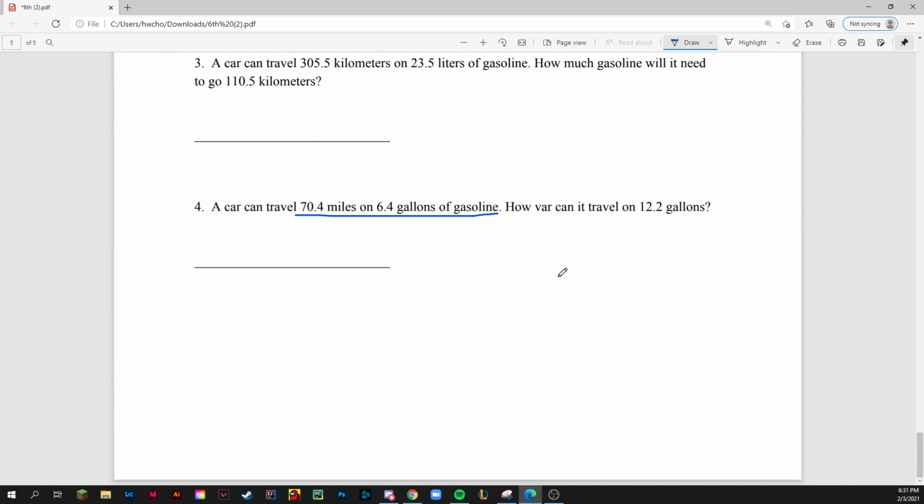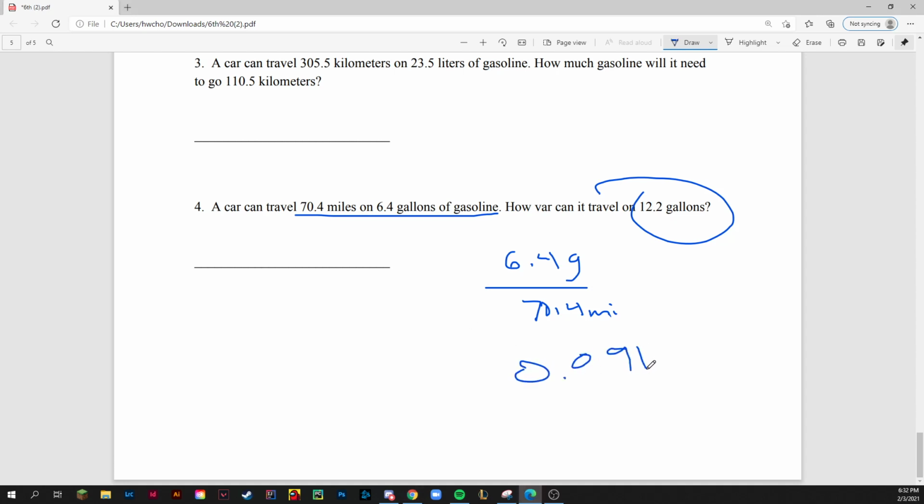Do this problem. 70.4 miles on 6.4 gallons of gasoline. Alright, so since it's in 12 gallons, you're going to divide 6.4 gallons over 70.4 miles. So it's going to be 6.4 divided by 70.4, and you get 0.091, right? And then multiply that by 12.2, and you get 1.11.